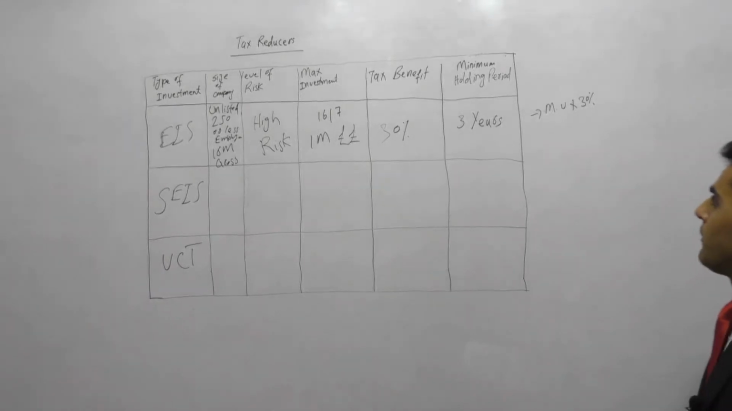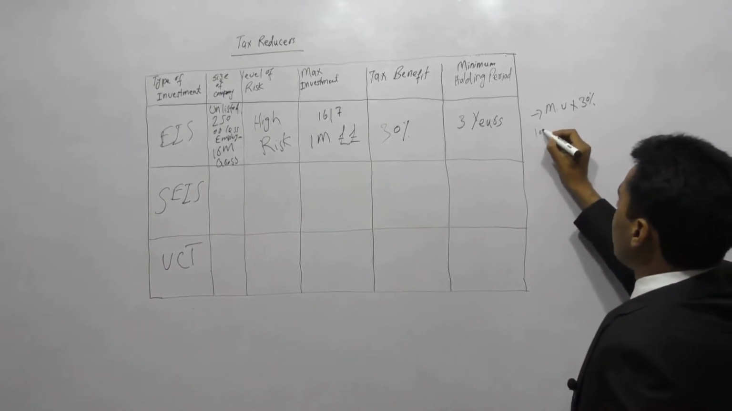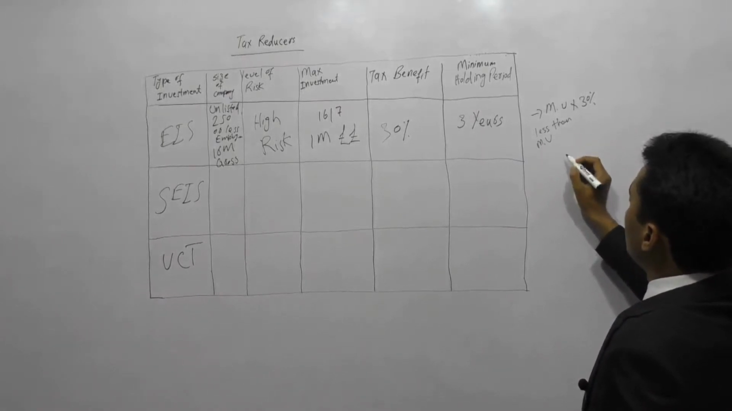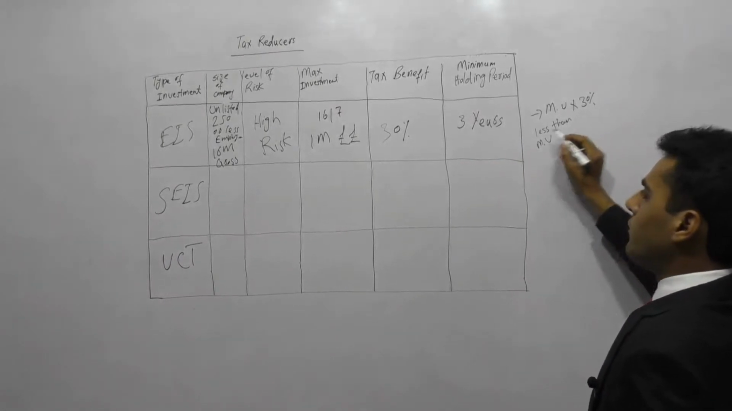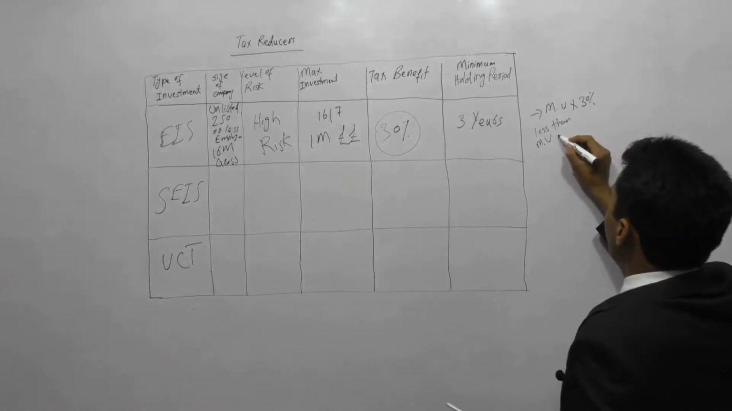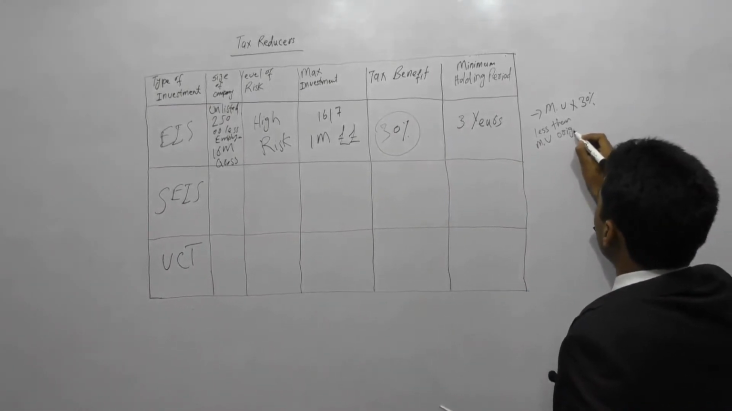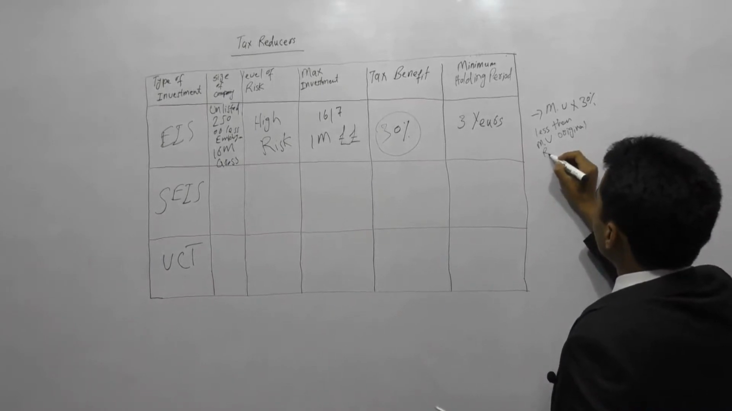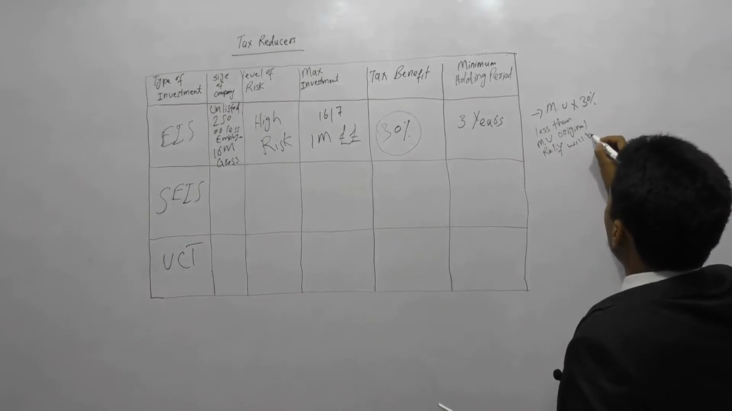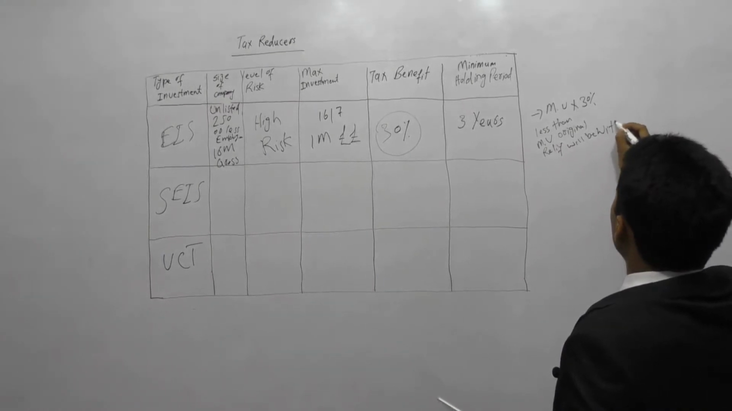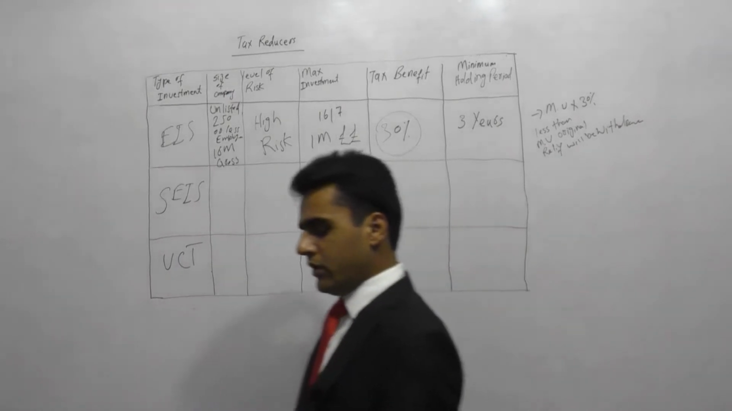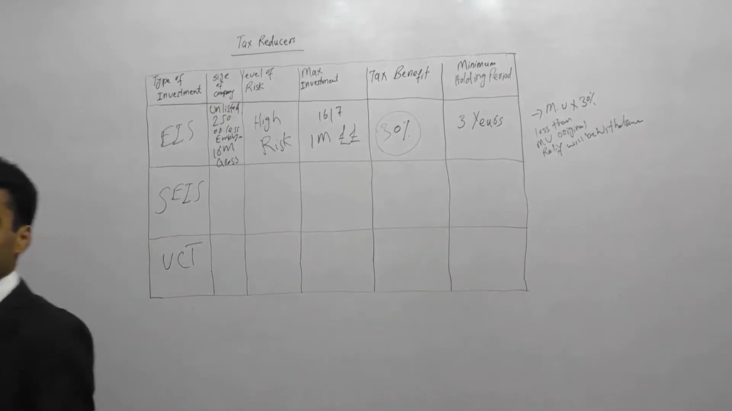Now if I sell for less than market value, then the original relief, the whole amount of the original relief, will be withdrawn. So the original amount of relief will be withdrawn if I sell it for less than market value.